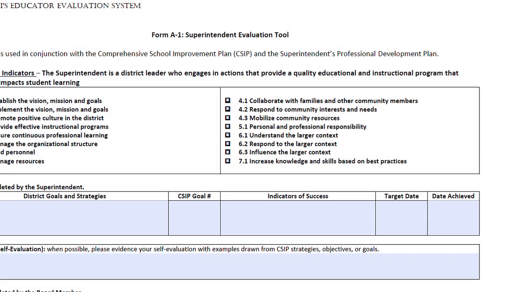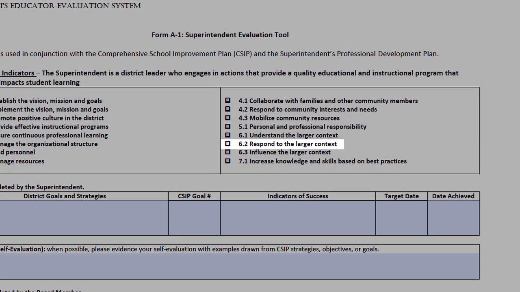We should consider Standard 6. It has a lot to do with board communication. Sometimes I feel that we're not fully updated on academics. We spend a lot of time talking about construction and personnel, and we don't talk about student performance very often. How about indicator 6.2? It's about responding. It says, respond to the larger context. I think that's about communicating about these types of things.